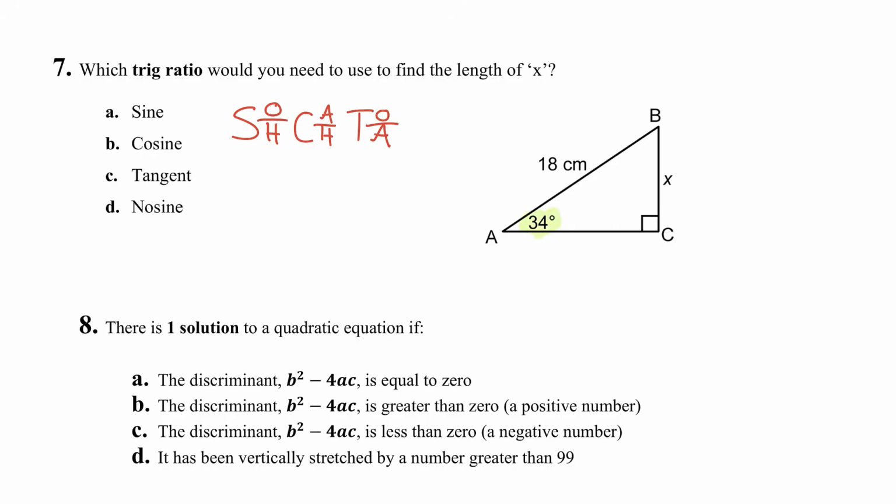The reference angle is 34. The side opposite from that is side x. The hypotenuse is always across from the right angle, and the side adjacent to the reference angle is this side right here. If you were trying to solve for x, you would need to use the ratio that involves that side and the side that you know. So the ratio that involves the opposite and the hypotenuse is sine. So our answer for this is A.